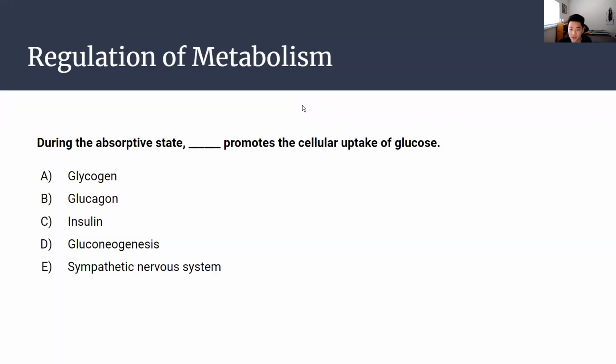Okay, so a little practice question. During the absorptive state, which hormone promotes the cellular uptake of glucose? Is it glucagon? Is it insulin? Is it glycogen? What is that hormone called? And this is during the absorptive state. I'm gonna give you guys about 30 more seconds.